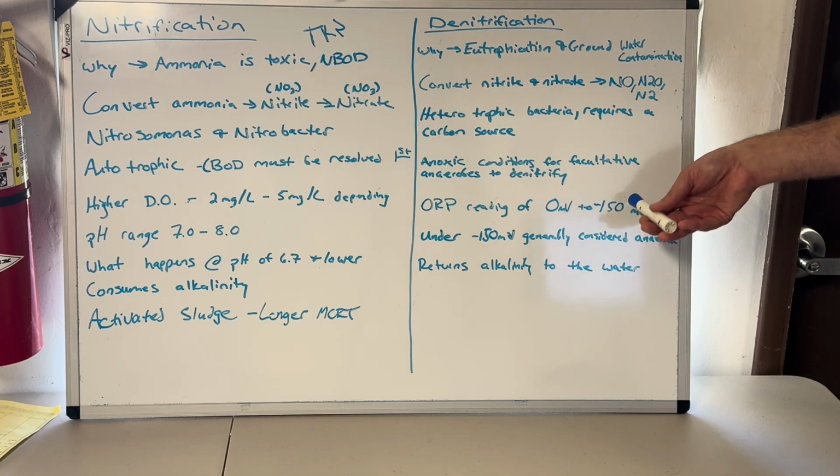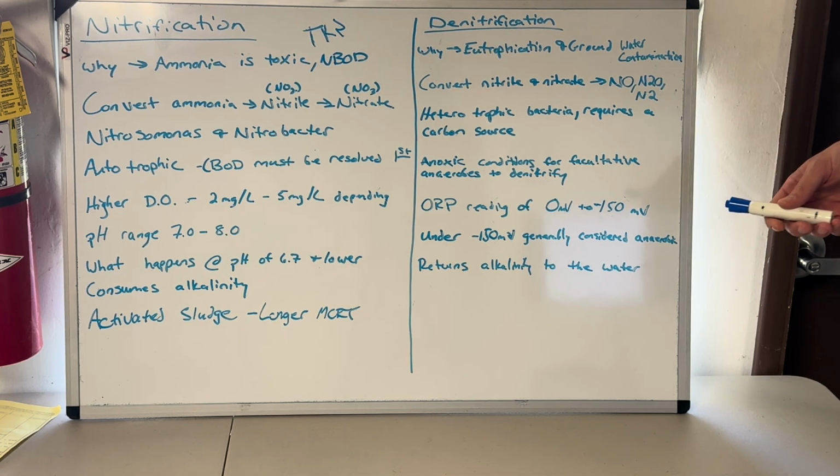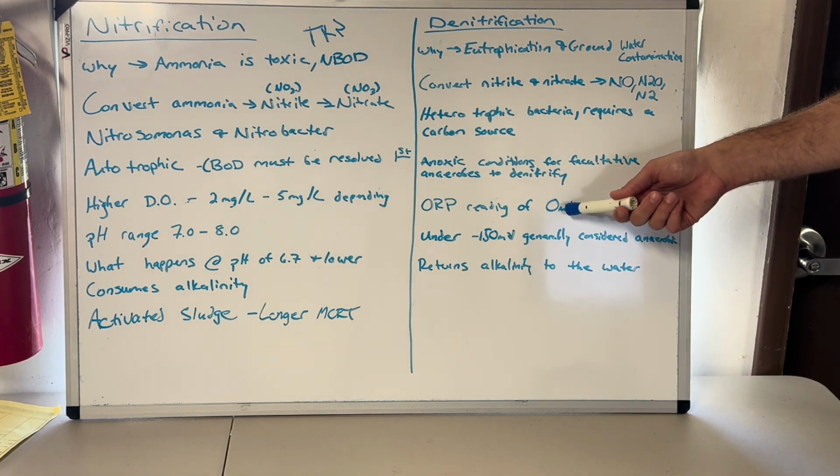I like to stick around a negative 50 millivolt. That's my target. And if I drift plus or minus 25 millivolts, okay, that's fine. If I start getting close to 0, I start paying attention.